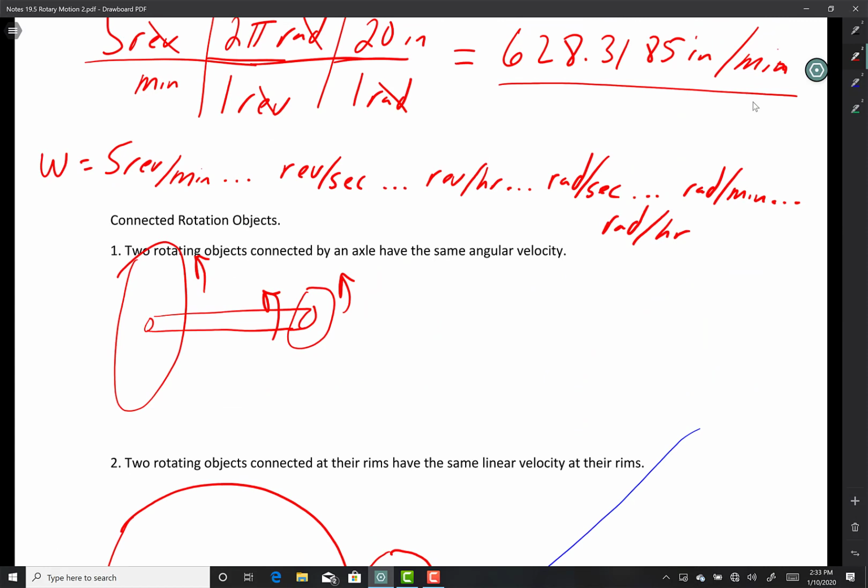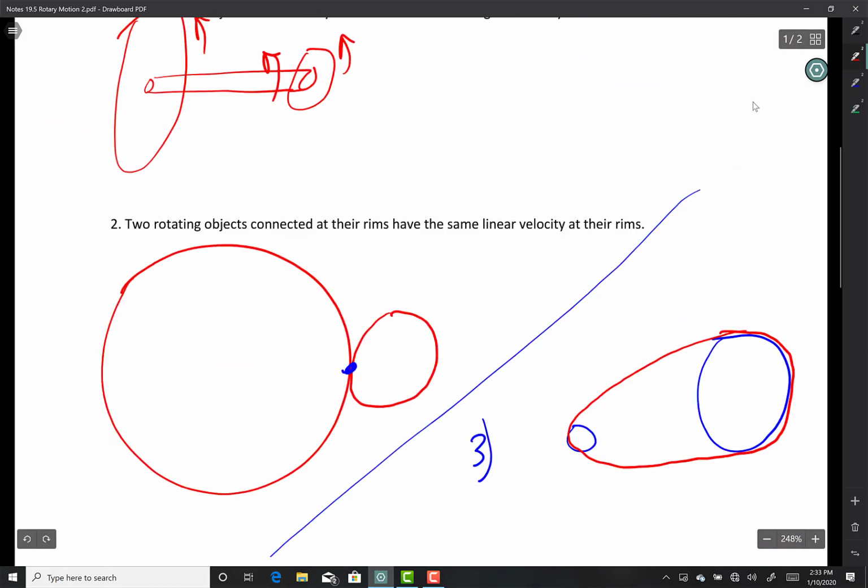Because they're connected to a fixed axle, if the axle does one revolution, everything that's connected to that axle is doing one revolution. You know what I mean? I should have brought straws, and then the straw could have been an axle. I could have put a big circle on one end and a little circle on the other.